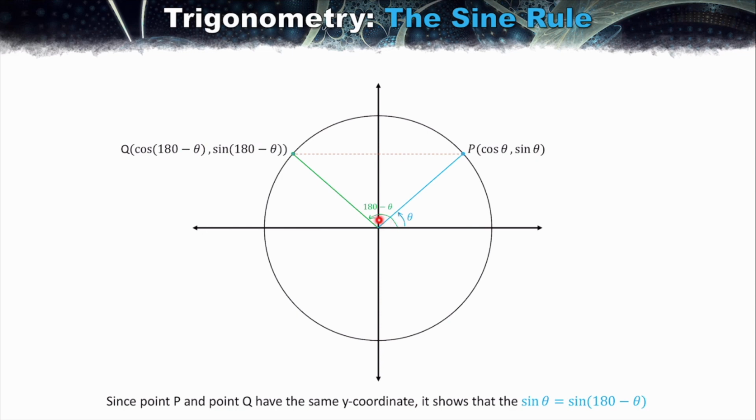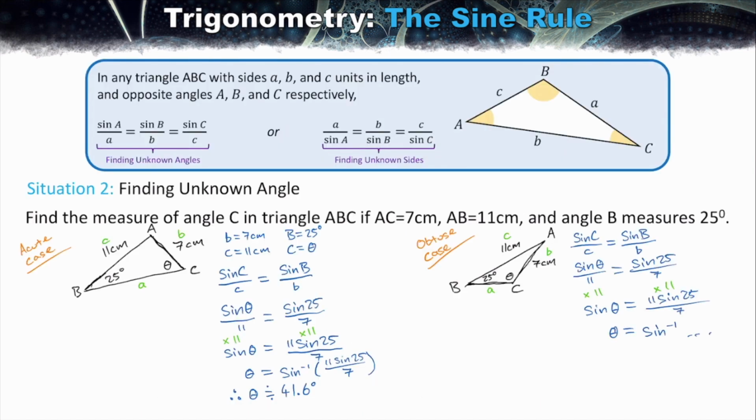To find the x coordinate and y coordinate here, we'd do the cosine for the x of 180 minus theta and the sine for the y of 180 minus theta. But what's key is that the y coordinate at this point and this point is the same. So the sine of theta is equal to the sine of 180 minus theta, because they find the same y coordinate. That's the key thing we need: 180 minus theta will give us the same sine, but it'll actually find the obtuse angle.